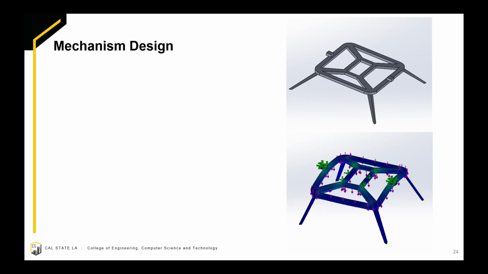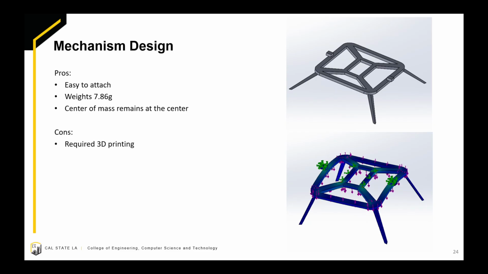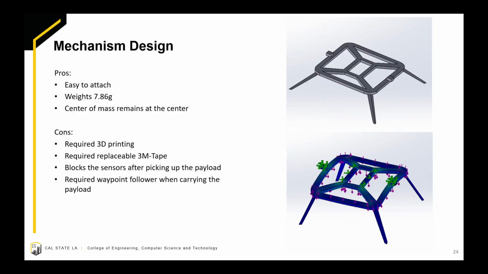Starting off with the mechanism design. As for pros, it is easy to attach. It weighs 7.86 grams, and the center of mass remains at the center. For cons, it required 3D printing. It required replaceable 3M tape. It blocks the sensors after picking up the payload, and it requires a waypoint follower when carrying the payload.